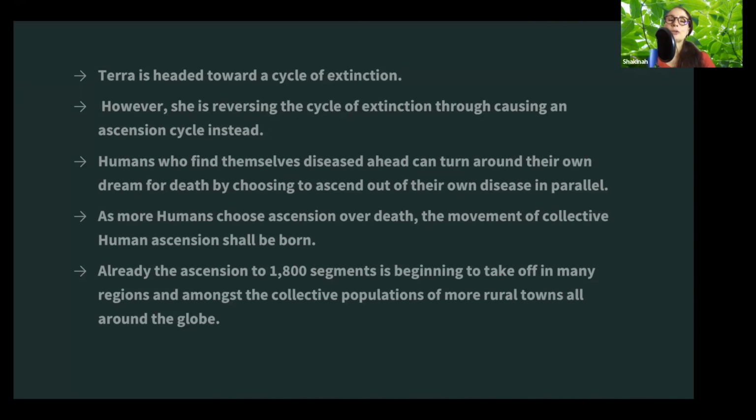As more humans choose ascension over death, the movement of collective human ascension shall be born. Already, the ascension to 1800 segments is beginning to take off in many regions and amongst the collective populations of more rural towns all around the globe. Now, this is an example of how we as humans are helping Earth in her ascension. As we ascend, it helps her. As she ascends, it helps us.